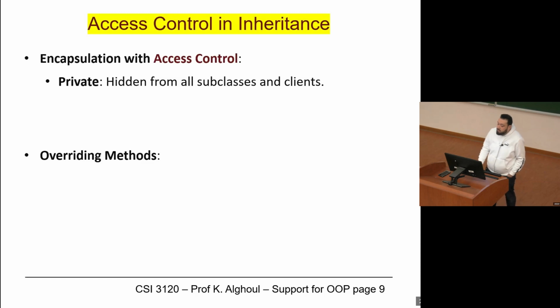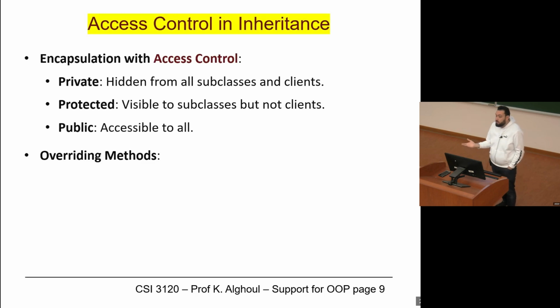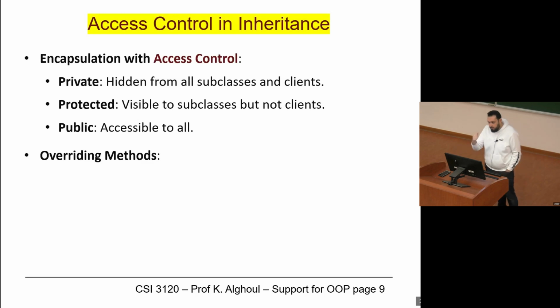Private, hidden from all subclasses and clients. Protected is visible to subclasses, but not to clients. So in protected, it's visible to the subclass, but you cannot use it directly in the main. You have to use it through the subclass. And then you have the public, which is accessible to all. Now, yes? They're referring to clients as just the main method? The main method, yeah. Okay. So that's only the client. We're going to see some examples, if not here, then in the review session.